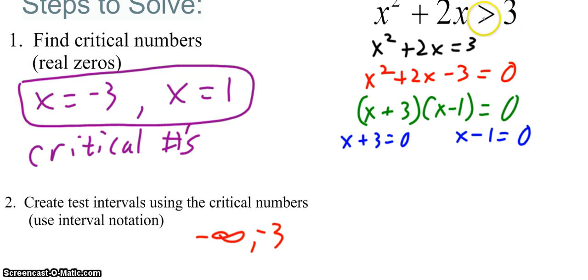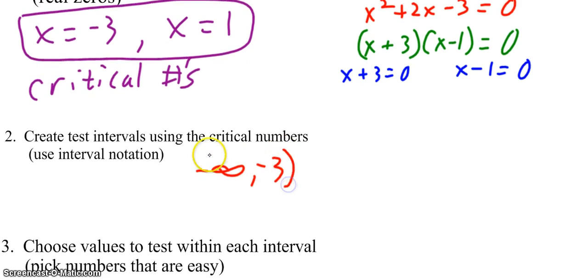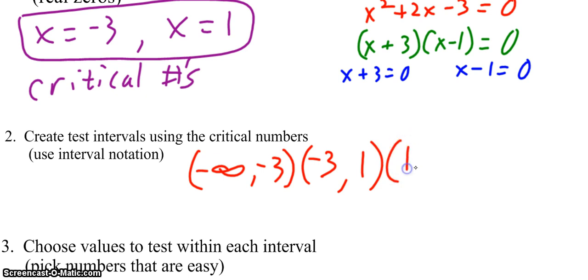Now, this was a greater than. Therefore, I am not including the values. So this is going to be a parenthesis, and that's a parenthesis. Now I continue, start the next interval at negative 3, and I go to the next critical value, 1. Close that with a parenthesis again because I'm not including the values. Start the next interval at 1, and go to positive infinity.